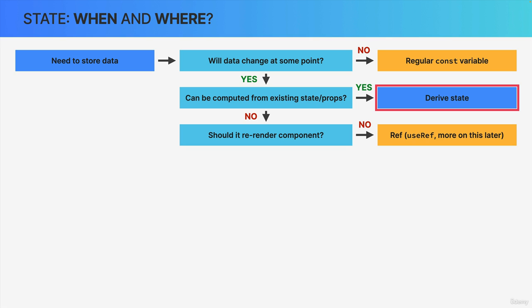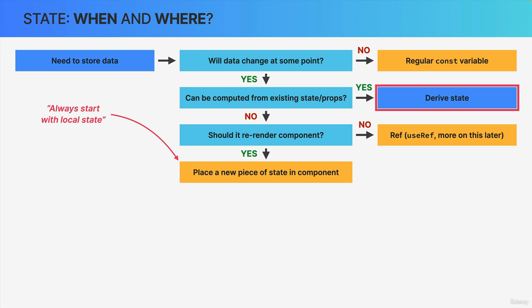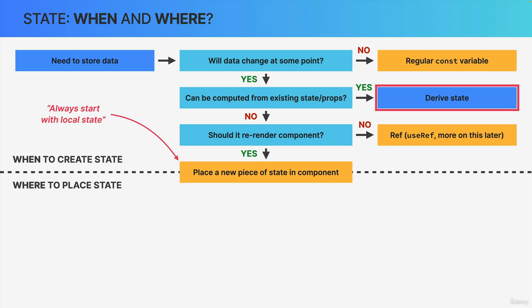Now, most of the time, you actually do want state to re-render the component. And so what you do is to create a new piece of state using the useState function. And you then place that new piece of state into the component that you are currently building. And so that's the always start with local state guideline that we talked about in the previous slide. And with this, we have completed the decision process of when to create state. So again, most of the time, you will just create a new piece of state using the useState hook. But there are also all these other cases. And so it's important that you are aware of when to create each of them.